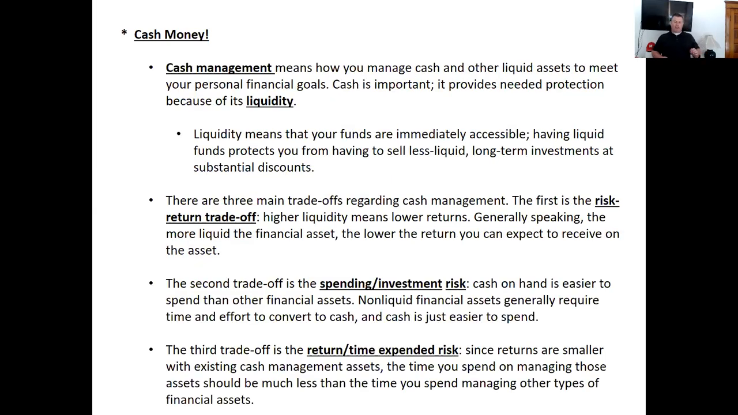Cash management means how you manage cash and other liquid assets to meet your personal financial goals. Cash is important. It provides needed protection because of its liquidity, and this is the biggest advantage of cash. It's very liquid. Liquidity means that your funds are immediately accessible. Everybody will accept cash. If I put all my money into real estate, for example, I can't go to the store with a chunk of dirt and say, okay, here's a piece of my land. Cash, they will accept. Pretty liquid.